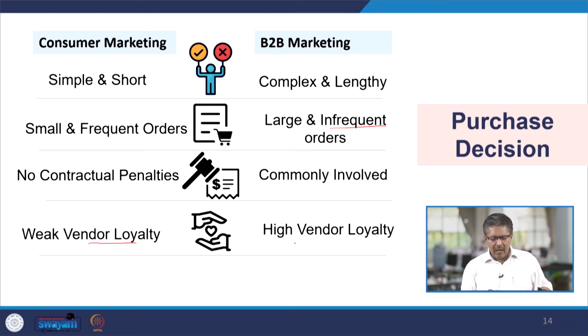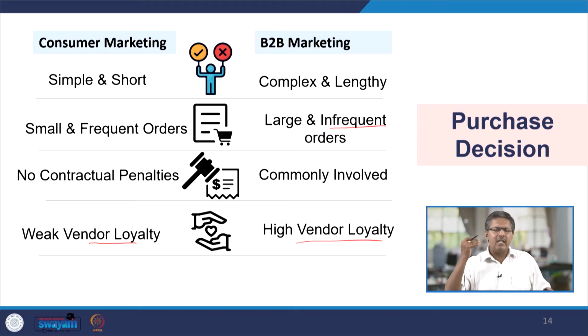Okay. Weak vendor loyalty in the consumer market, and here high vendor loyalty. That means what? The vendors are no more just vendors in the B2B market, they are more like partners. So, they help in the new product development process, right. So, there is a lot of loyalty factor involved.